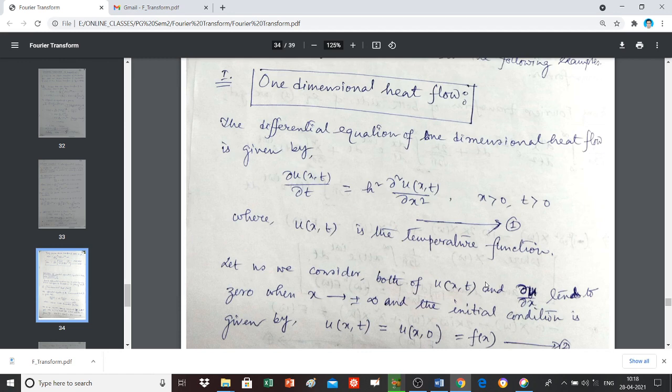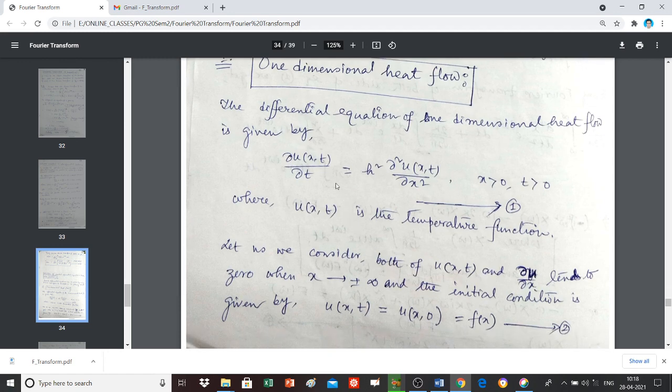Now let us impose some boundary conditions on this heat equation. Number one, both u(x,t) and del u by del x, that is the differentiation of u with respect to x, tend to zero when x tends to plus or minus infinity. That means when the distance is very large, both the temperature as well as its gradient with respect to distance vanish.